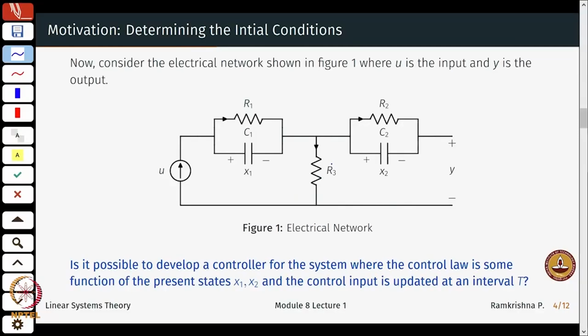So how does an example look like? I have an electric network which looks something like this, where I have an input u, and the output is a voltage measured across here. So is it possible to develop a controller for the system where I want to control x1 to some voltage, x2 to some voltage, and I just have one output for measurement? With this one measurement, can I control x1 and x2, or even stabilize x1 and x2 independently? So that is what we will try to answer. How, with the measurement of outputs, can I reconstruct the state?